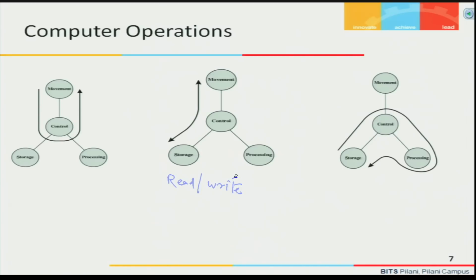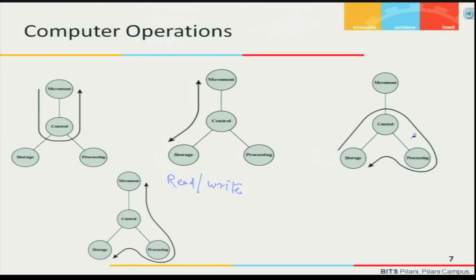The third basic operation is reading the data from storage, already stored in the memory, and doing some processing on it and again storing it in the memory. So, it is processing the already stored data. Your data is already stored in the memory and the processor is reading the data from the storage, doing the processing, and again storing it in the memory.